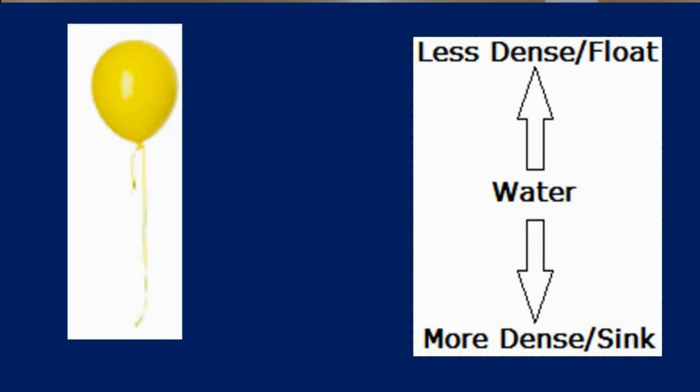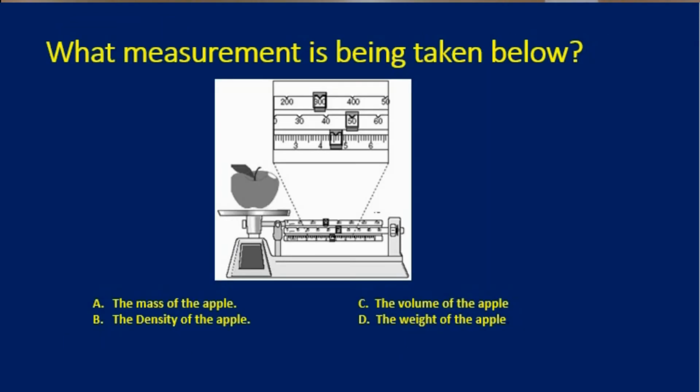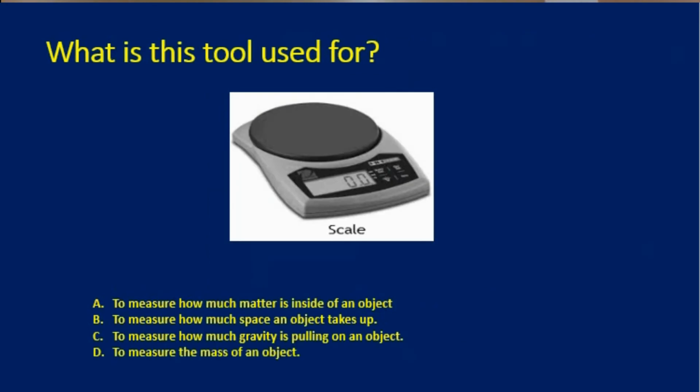Let's look at a couple practice questions to see if you got this mass, weight, and volume stuff. What measurement is being taken below? The mass of the apple, the density of the apple, the volume of the apple, or the weight of the apple? And that is a balance, so the answer should be the mass of the apple, A. If you got that right, you're wonderful, you're awesome. You know exactly what you're doing.